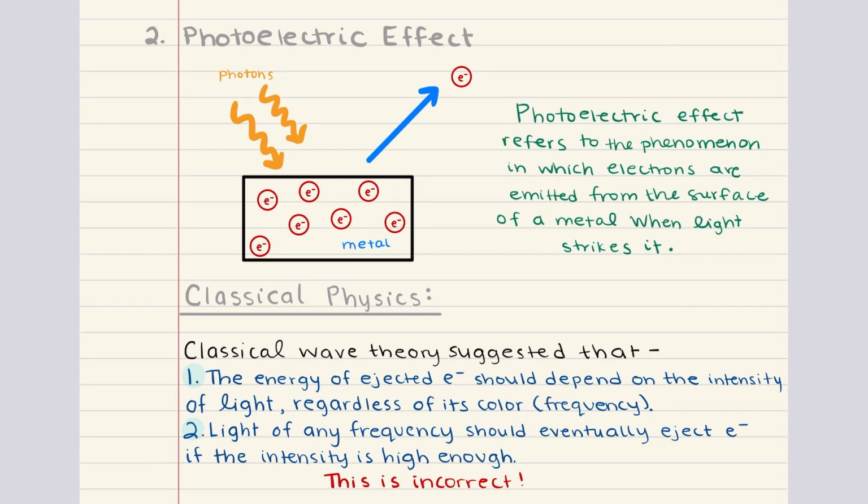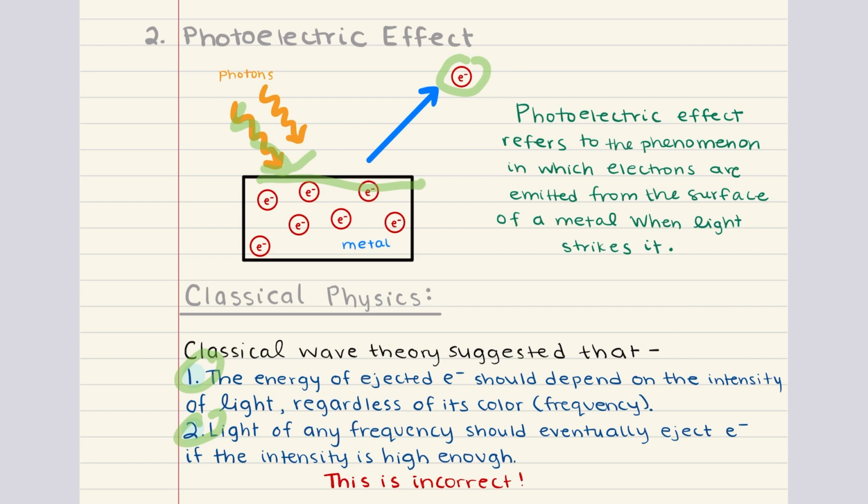The photoelectric effect refers to the process by which electrons are emitted from the surface of a metal when light shines on it. At the time, classical wave theory suggested two main ideas about this process. The first idea was that the energy of the ejected electrons should depend on the intensity of the light, regardless of its frequency. And the second main point is that light of any frequency should eventually eject electrons as long as the intensity of the light is high enough.